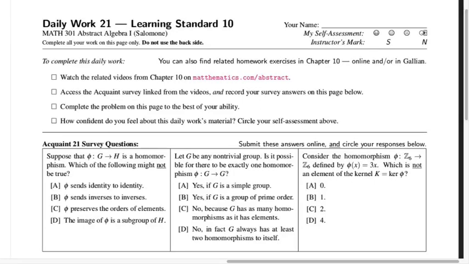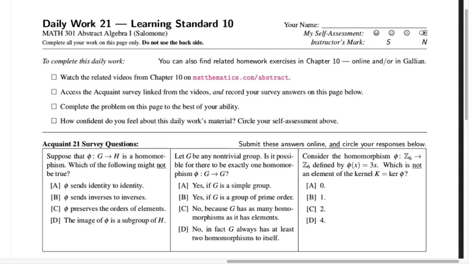These two daily works are both, broadly speaking, about homomorphisms, right? And what can homomorphisms tell us about the structure of groups? So daily work number 21 is mostly just about homomorphisms themselves and getting our heads around the basic definitions and properties. 22 is more about those applications and the first isomorphism theorem.